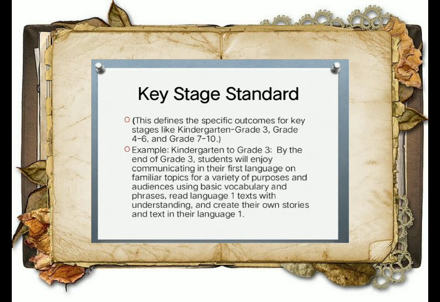Second is the key stage standard. This defines the specific outcomes for key stages like kindergarten to grade 3, grade 4 to grade 6, and grade 7 to grade 10. Example, kindergarten to grade 3, by the end of grade 3, students will enjoy communicating in their first language on familiar topics for a variety of purposes and audiences, using basic vocabulary and phrases. Read language one text with understanding, and create their own stories and texts in their language one.